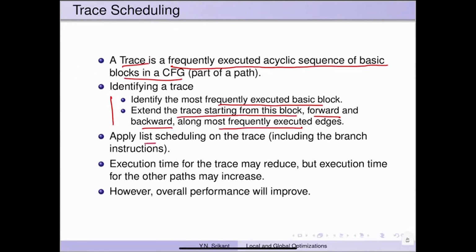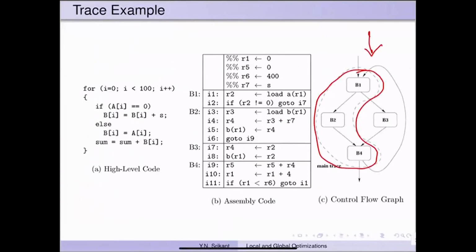Then apply the instruction scheduling on the trace, which can utilize multiple CPU function units. Execution time for the trace may reduce, but the execution for other paths may also increase. But overall performance will improve on the average. What do we mean? Here is a simple program with if then else condition.